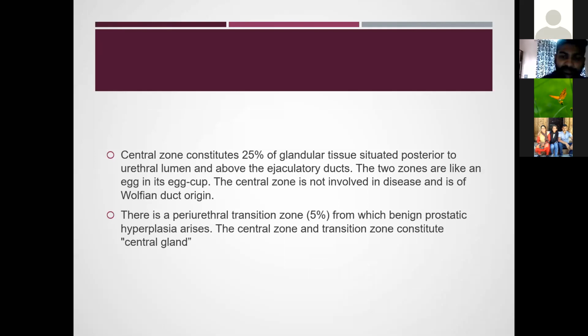The central zone and the transition zone constitute the central gland. The periurethral transition zone forms 5% of the glandular tissue. This area is more prone to BPH, or benign prostatic hyperplasia. Together, the central zone and the transition zone constitute the central gland.